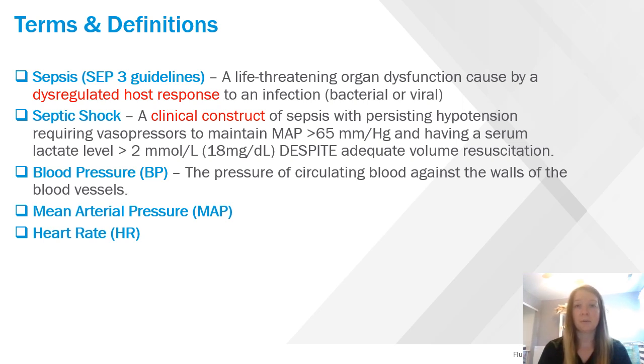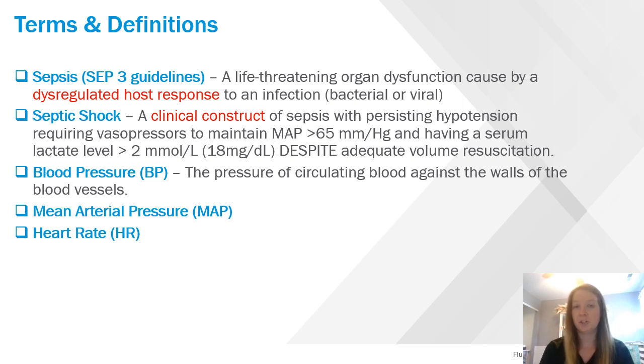The first is going to be sepsis, which I'm using the definition from the SEP3 guidelines, is a life-threatening organ dysfunction caused by a dysregulated host response to an infection or pathogen. Now that pathogen can be bacterial, it can be viral, it can even be fungal. But I just wanted to point out that this is a dysregulated host response, which we'll get into a little bit later. The next will be septic shock, which is really a clinical construct of sepsis with persisting hypotension requiring vasopressor so we can keep that MAP above 65. And we're also having an increase in our serum lactate level despite adequate volume resuscitation.